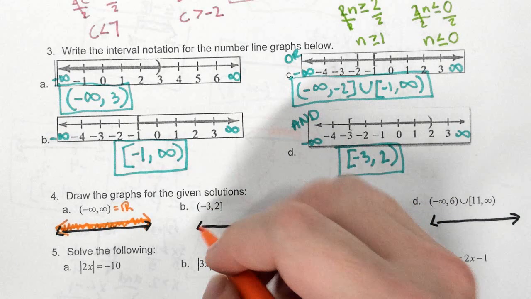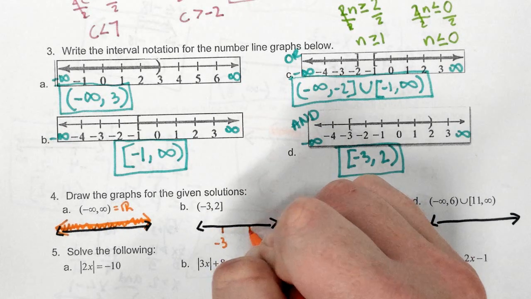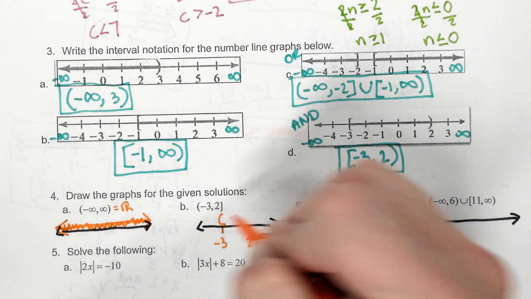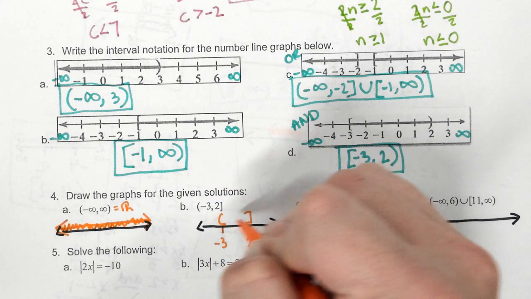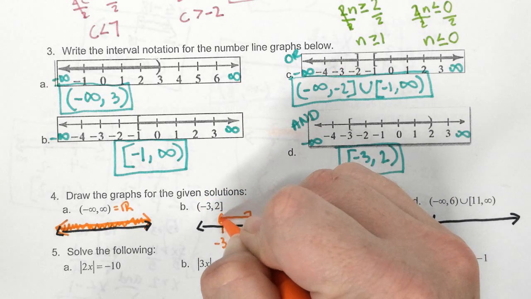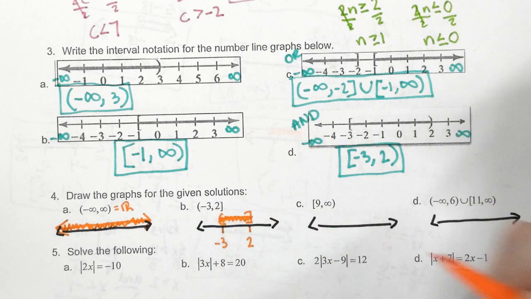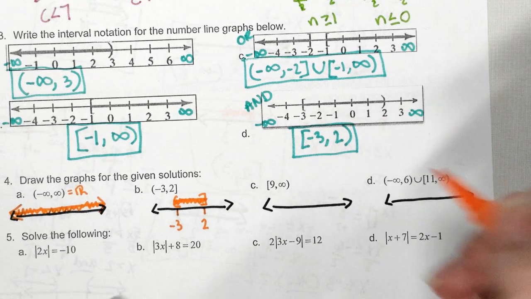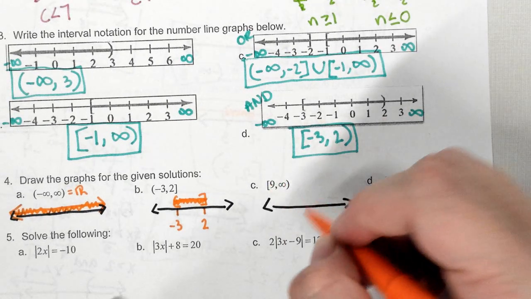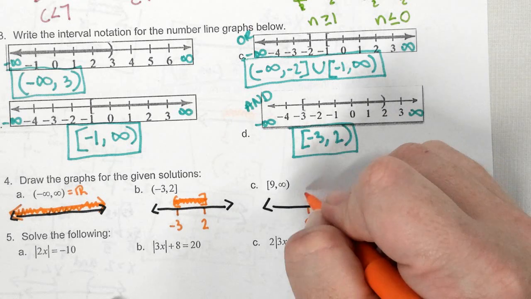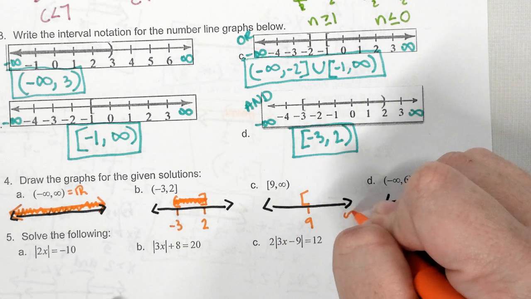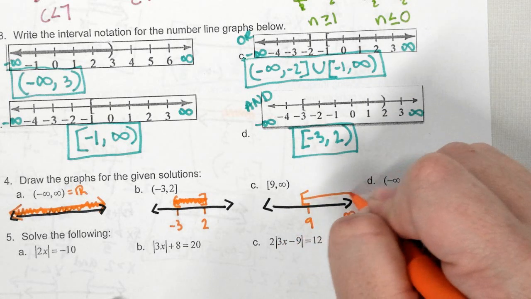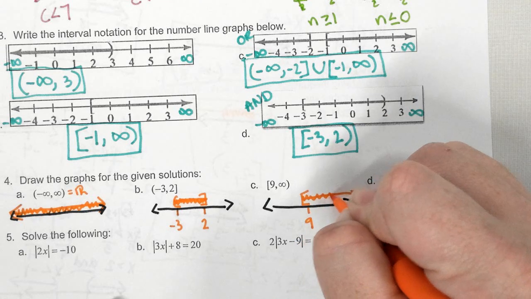Now here, negative 3 is smaller than 2. Negative 3 has a parentheses, 2 has a square bracket, and it's just shaded in between. Here it is telling me 9 to positive infinity. Well, 9 can be here, has a square bracket, and it goes to positive infinity, which is to the right forever.